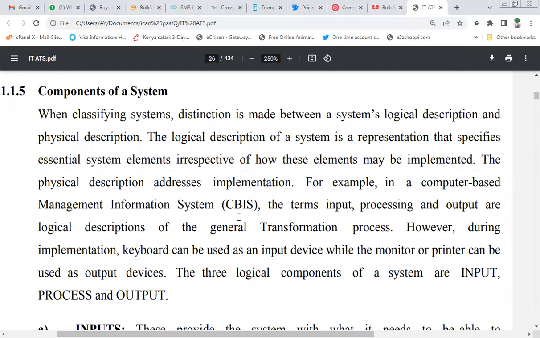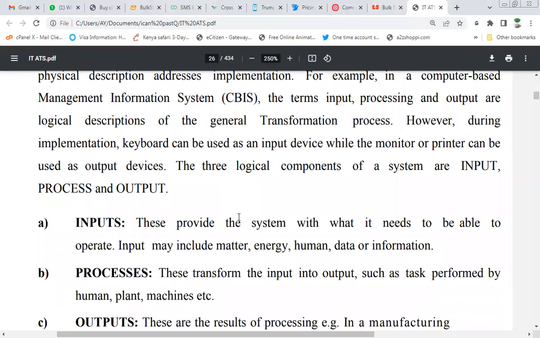When classifying systems, a distinction is made between a system's logical description and physical description. The logical description of a system is a representation that specifies essential system elements irrespective of how these elements may be implemented. The physical description addresses implementation. For example, in a computer management information system, the terms input, processing, and output are the logical description of the general transformation process. However, during implementation, a keyboard can be used as an input device, while a monitor or printer can be used as an output device.